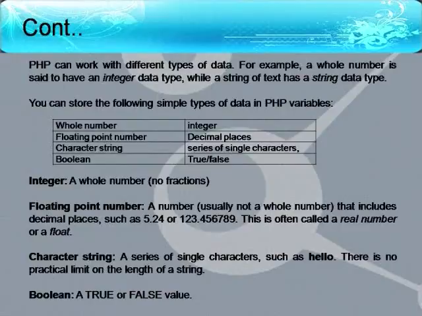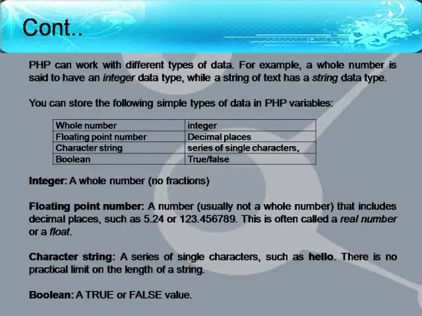You can store the following simple types of data in PHP variables. Integer. A whole number such as -43, 0127 or 5438. The range of integers that is allowed varies depending on your operating system, but in general, you can usually use any number from -2 billion up to +2 billion.